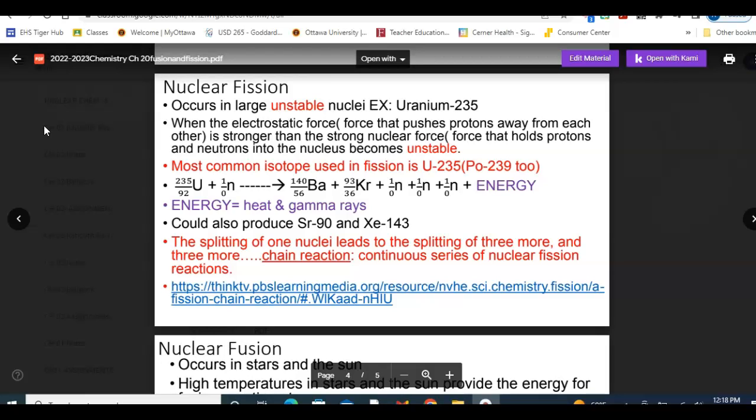So each fission reaction is going to produce 3 neutrons. Those 3 neutrons will seek out 3 more uranium atoms, each of which will produce 3 more neutrons, and those neutrons will again seek out 3 more uranium atoms, and it just goes on and on until there are no more uranium atoms to split. That is a chain reaction.